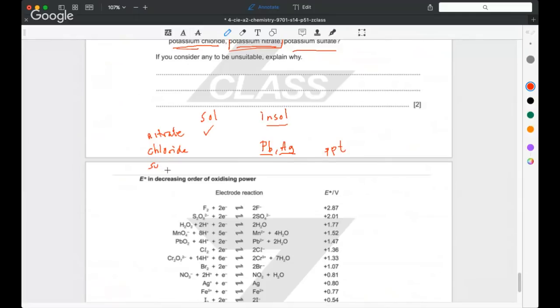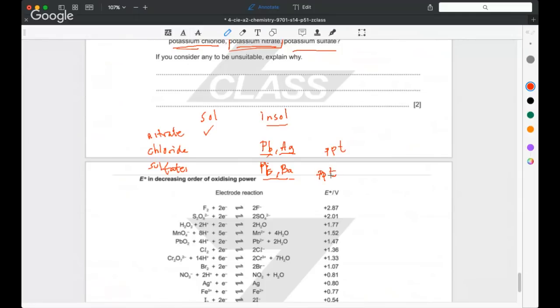And you also need to know that when you come to sulfates, lead, Pb, and barium sulfate as well. These two, lead sulfate and barium sulfate, are also insoluble, and they form precipitate.